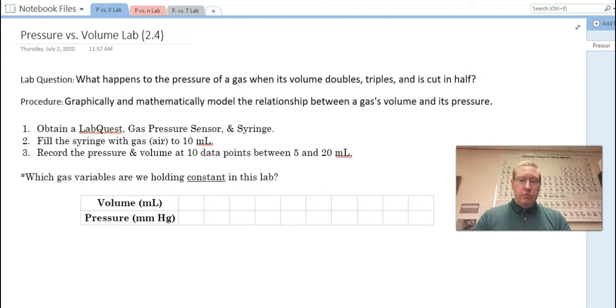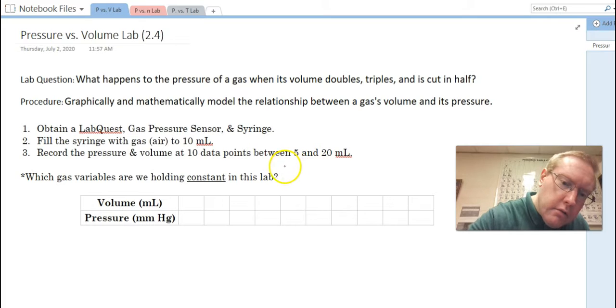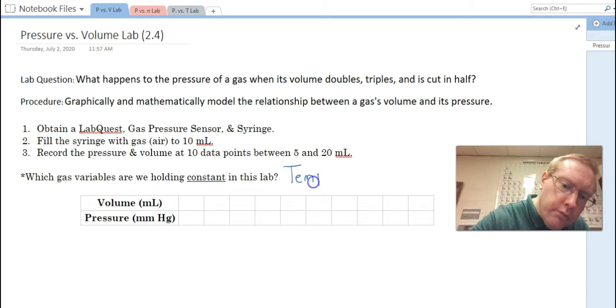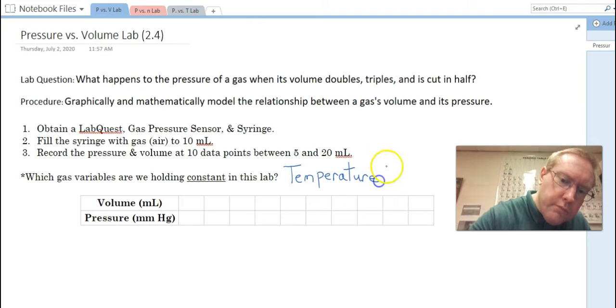Right now, the room is just at regular room temperature. I don't expect it's going to change over the few minutes it takes to do this lab, so we can treat temperature as a constant. So I'll make a note of that. We want constant temperature.